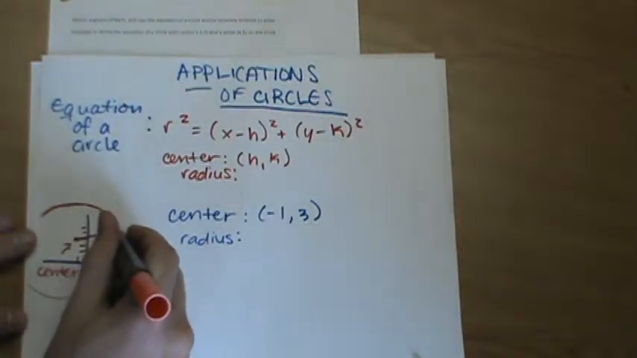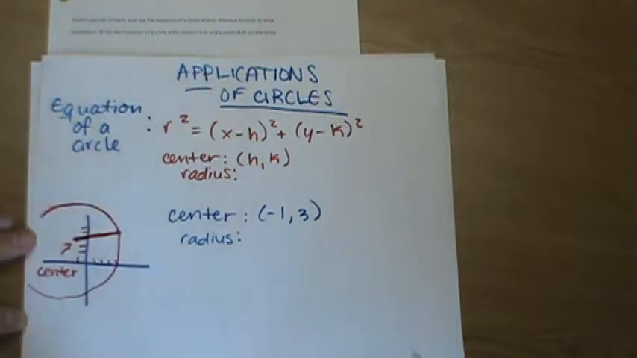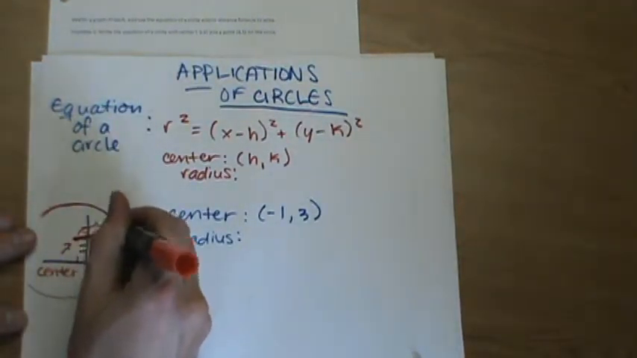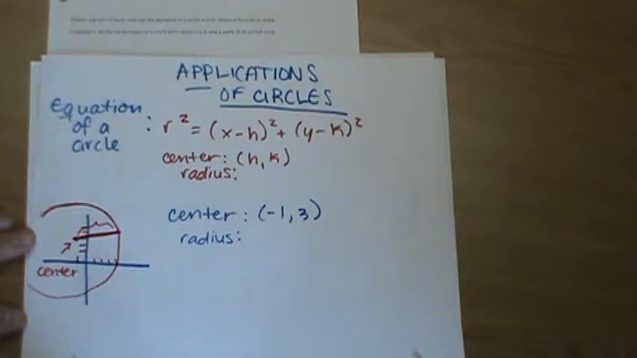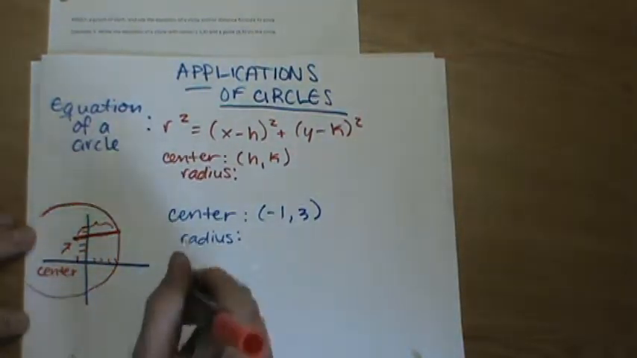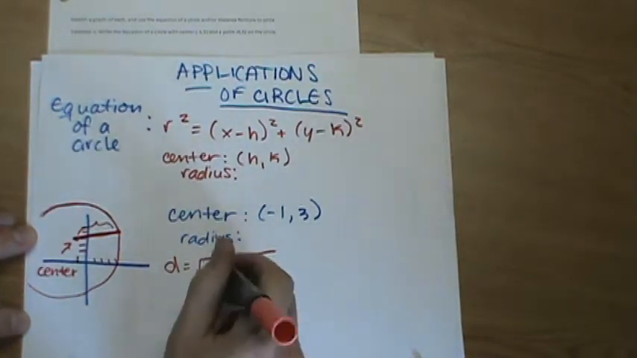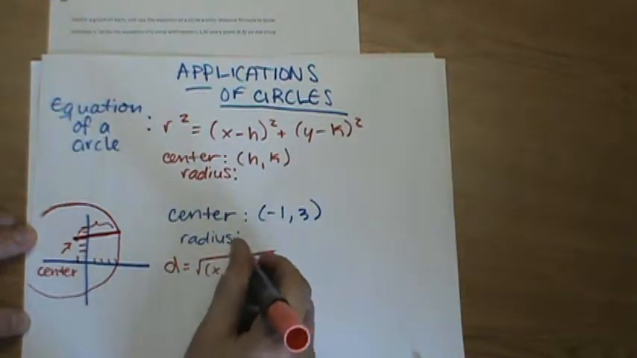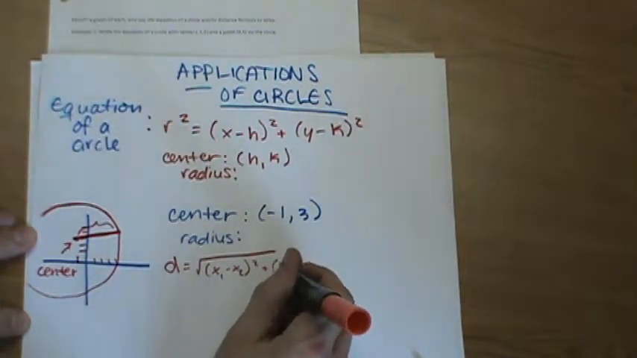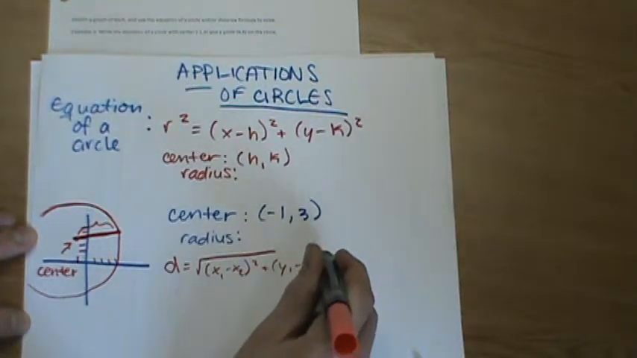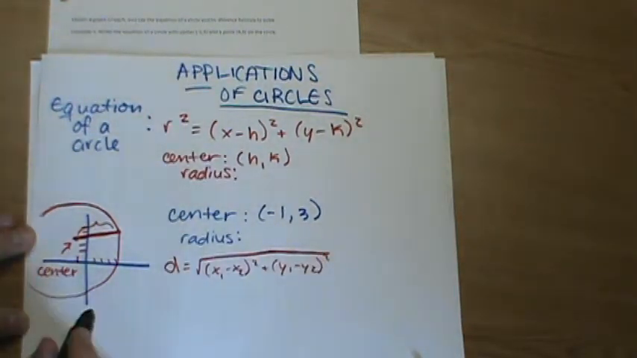The radius is the distance from the center to any point on the circle. Well, we know the point 4, 5 is on the circle. So we want to find this distance right here. Well, to do that, let's use the distance formula. The distance formula, recall, is d equals the square root of x1 minus x2 squared plus y1 minus y2 squared. Okay? I can put in my values for this now.